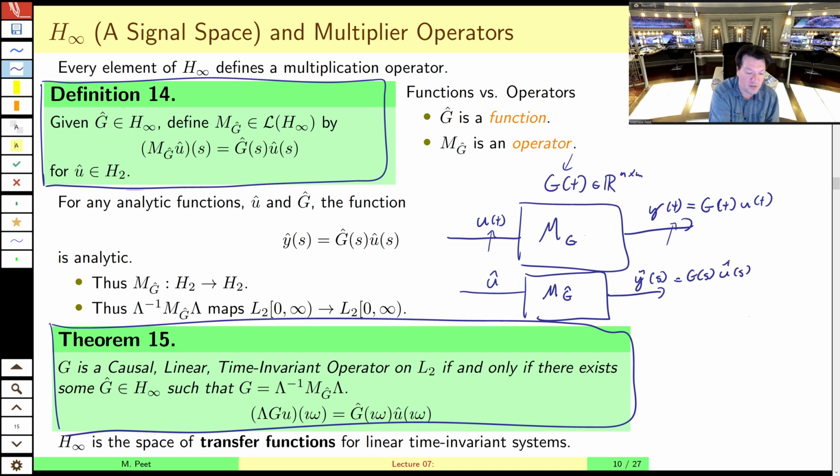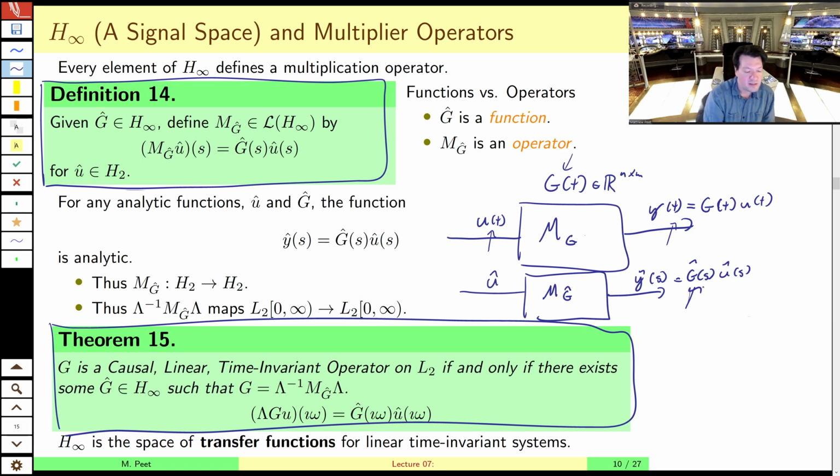U of s, u hat of s. So, technically, we could do lots of things with any particular matrix valued function. We could do, say, integration or in some way. I mean, there are lots of things we could do. Like the Laplace transform is not a multiplication operator. It's an integral operator.